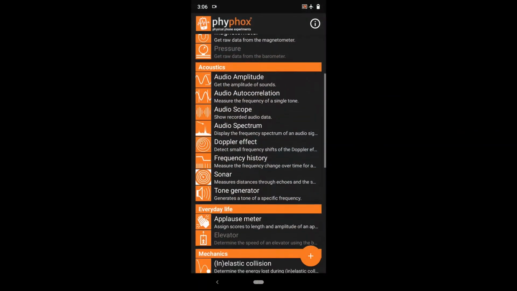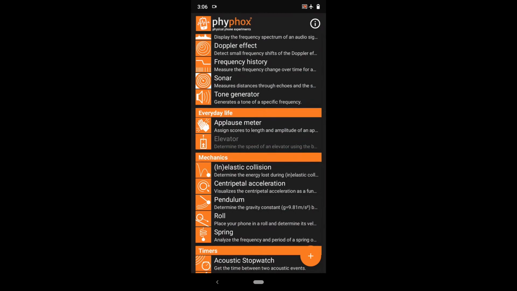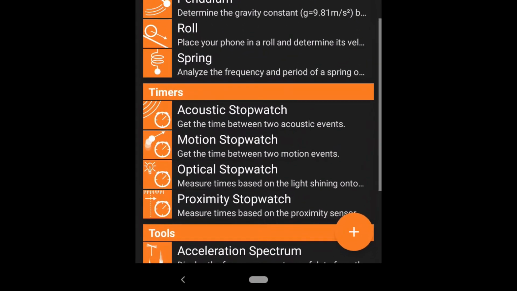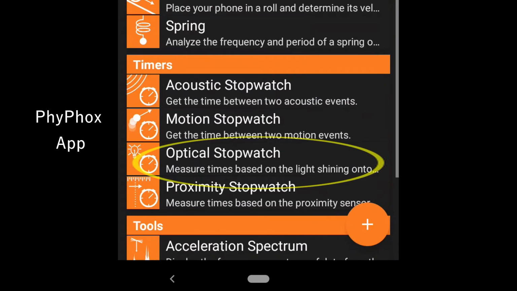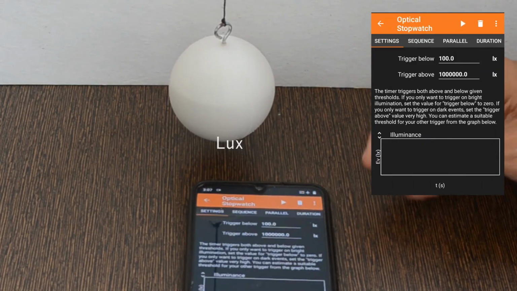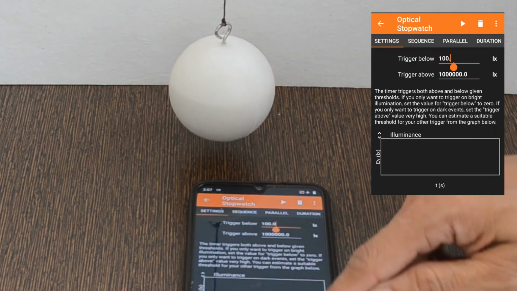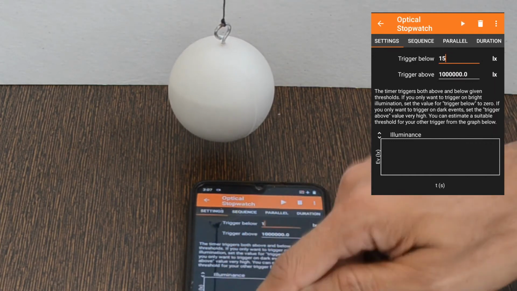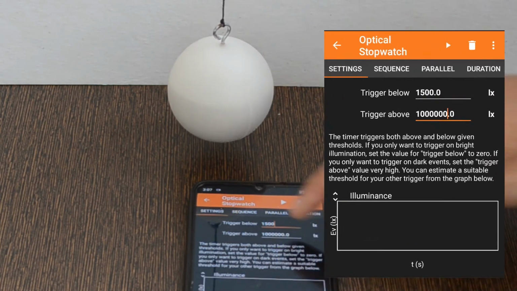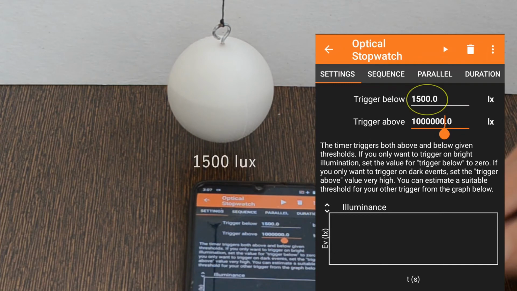Instead of the proximity sensor, can we use the light sensor? Let us use this optical stopwatch provided by the Firefox app. Light intensity is measured in lux. It can be set in this app to trigger the event. The counter is triggered when the intensity value goes below 1500 lux.